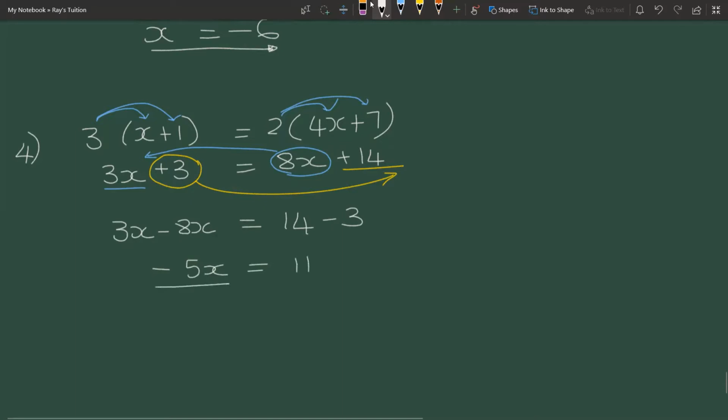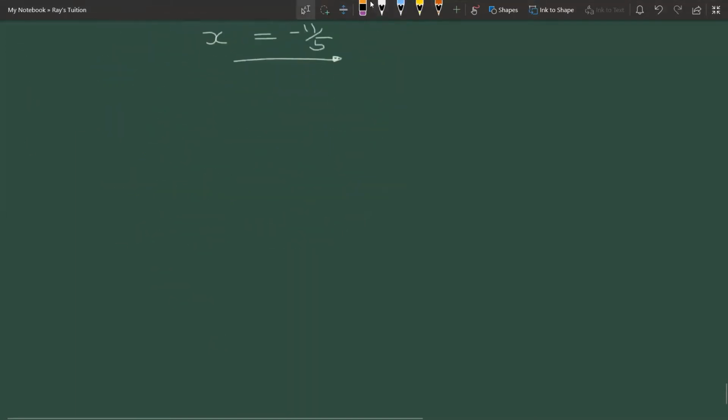We would like to get the x by itself, so we divide both sides by negative 5, and we get that x is minus 11 over 5. You could simplify that to a decimal or mixed number if you would like.